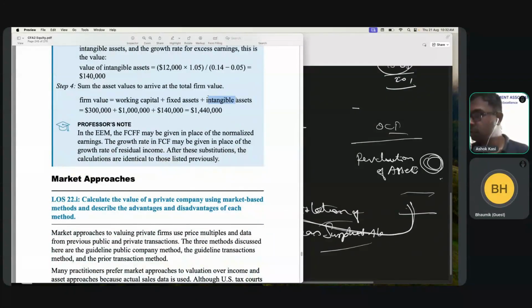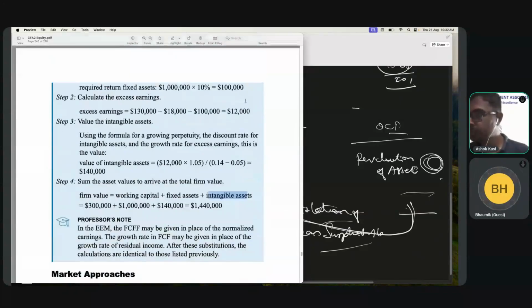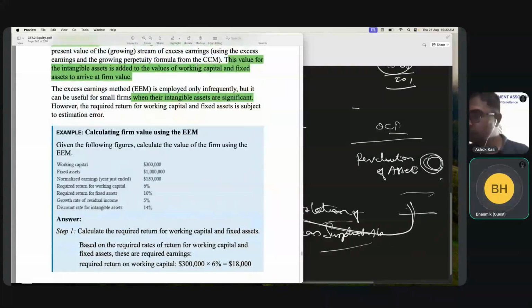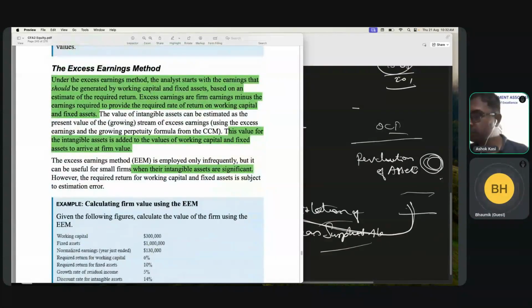This one. See this one. This sum. So, okay, when we do this sum, you will be able to understand.